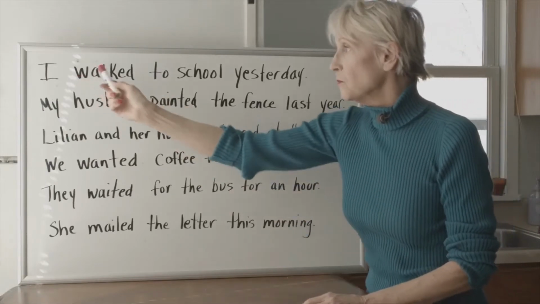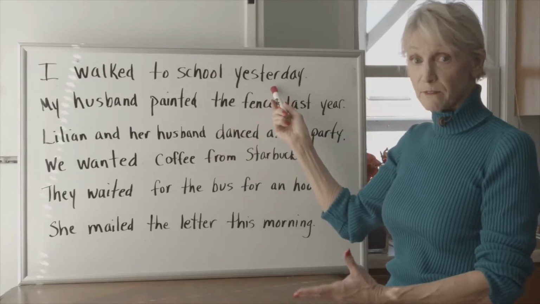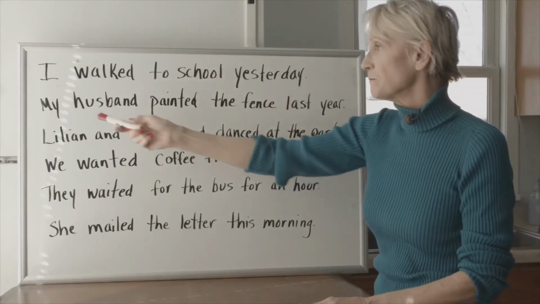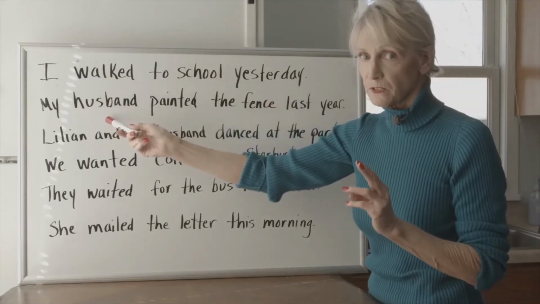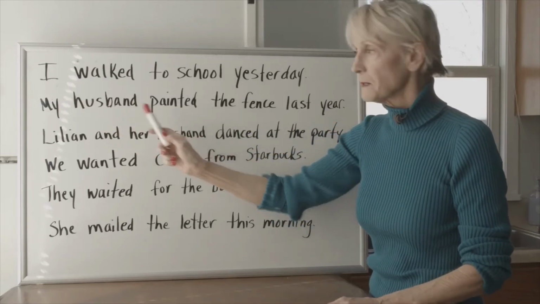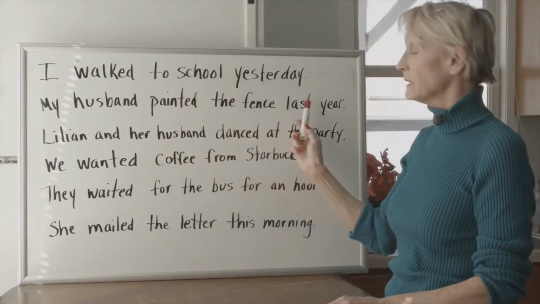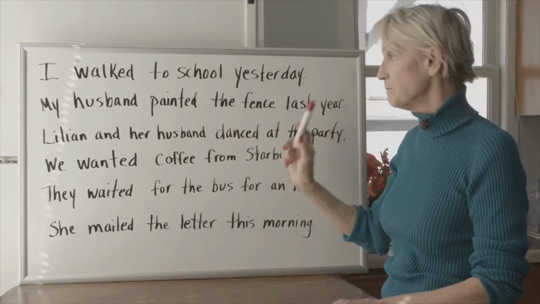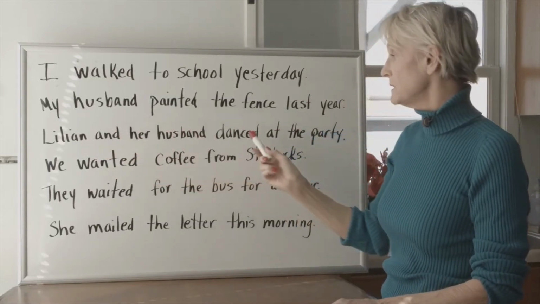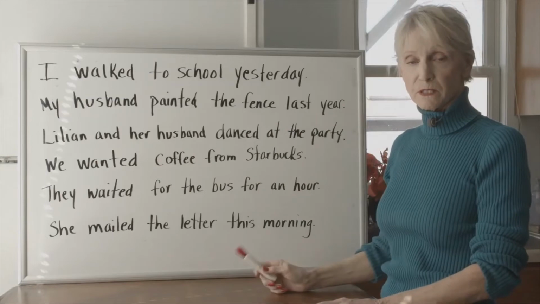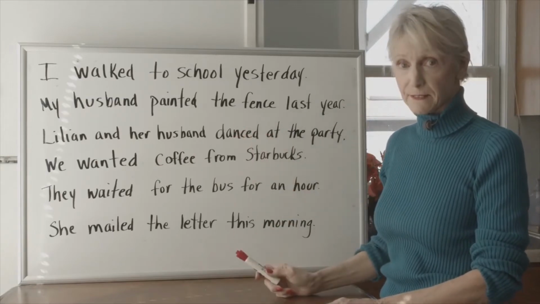So, I walked to school yesterday. Here I've indicated the specific past. My husband, third person singular, but past tense verb, my husband painted the fence last year, a specific time. Lillian and her husband danced at the party. There is no specific time, but I'm indicating the past.